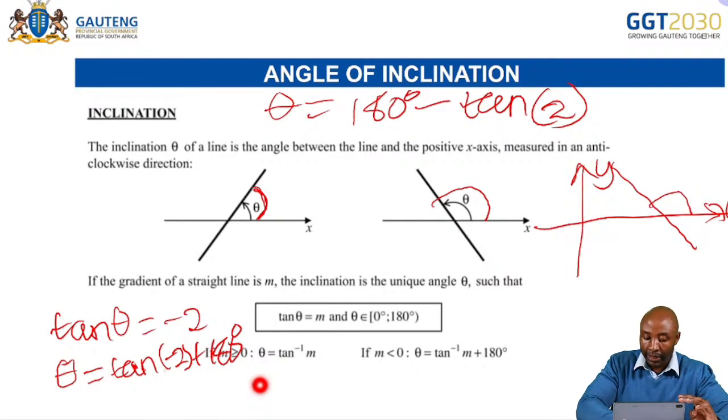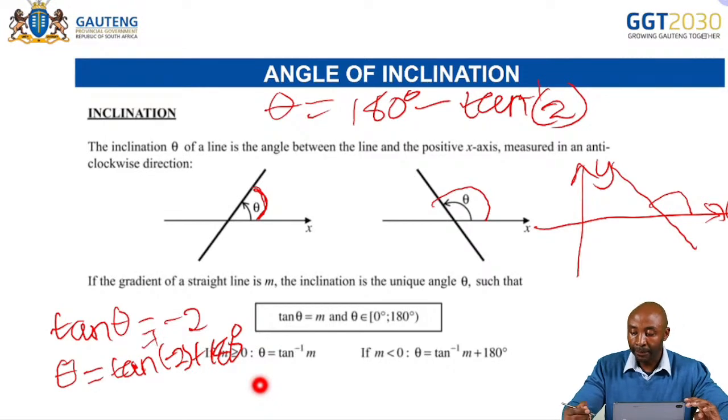If I'm putting the -2, I'm adding 180. If I'm ignoring the negative sign and just putting the gradient as a positive value, it means I'll have my angle as theta is equal to 180 minus tan shift. I get my angle there.